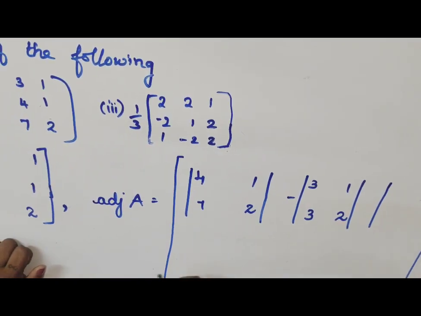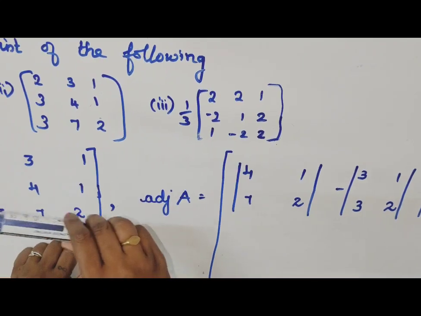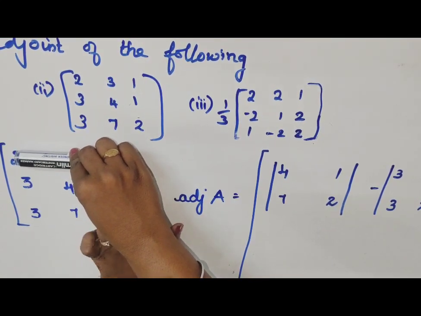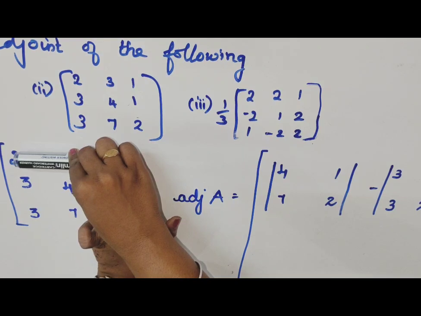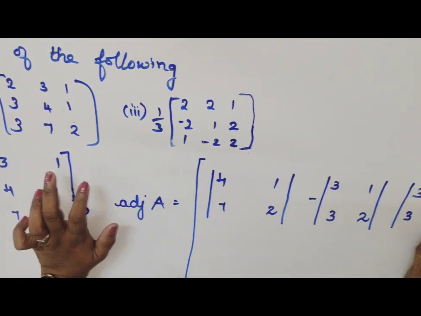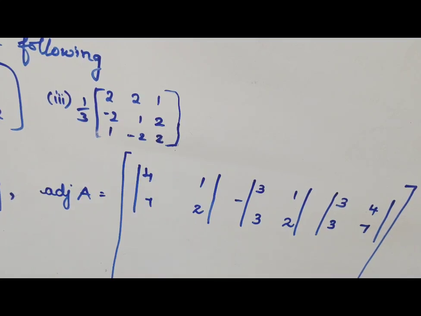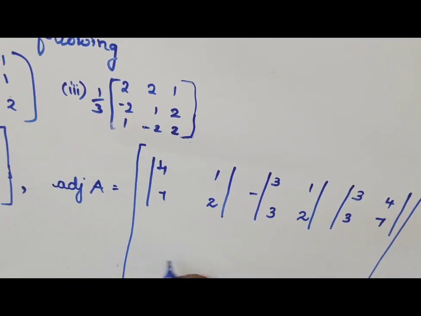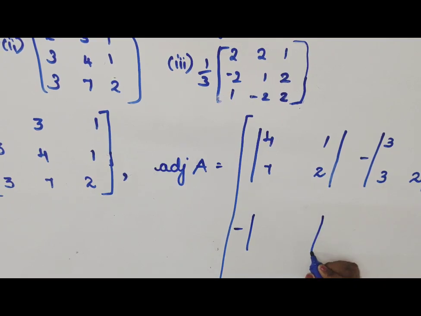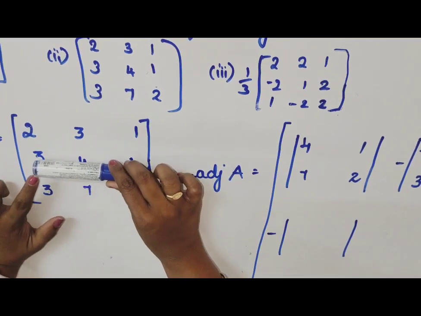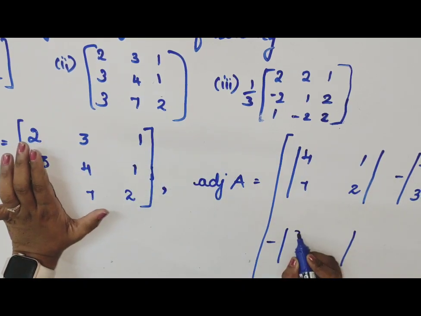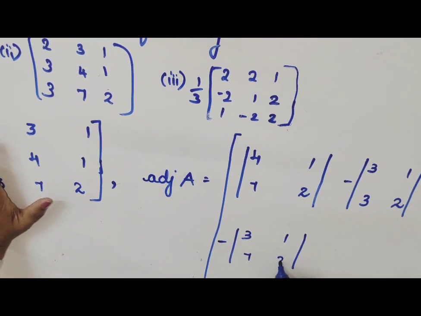Now let us write the minor for this term. We have to omit the row which is having that 1 and we also have to omit the column. So the remaining terms will be 3, 4, 3, 7. Now, alternatively, we have to maintain the minus, so for this term we have to put the negative symbol. Similarly, we omit this row and this column. My matrix would be 3, 1, 7, 2.